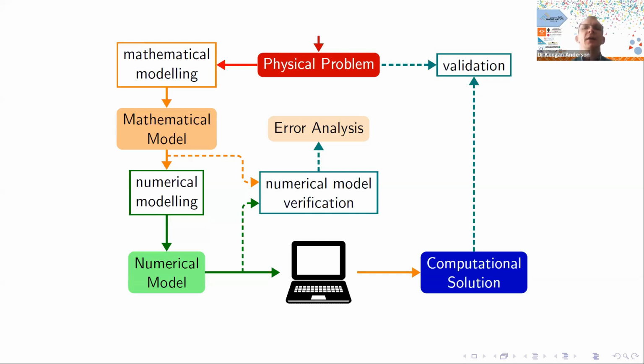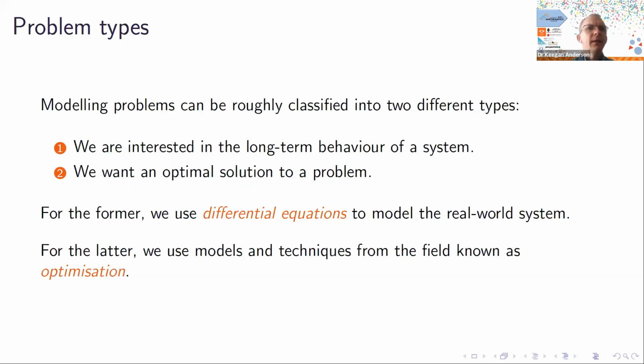Now, in the process of modeling, you do introduce an element of error. And so we have to verify our models against test data to make sure that what we've constructed is an accurate representation of the physical problem, or gives us results which we expect. But talking about physical problems, there are roughly two different types of problems that arise in real-world scenarios.